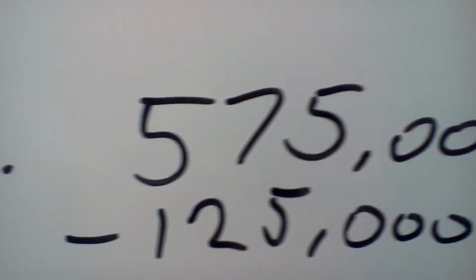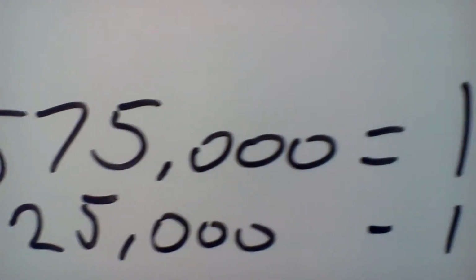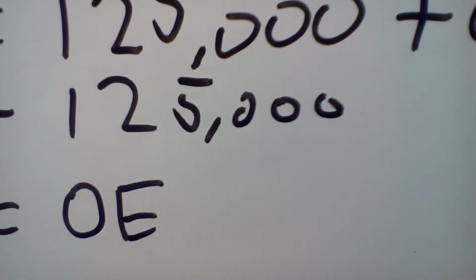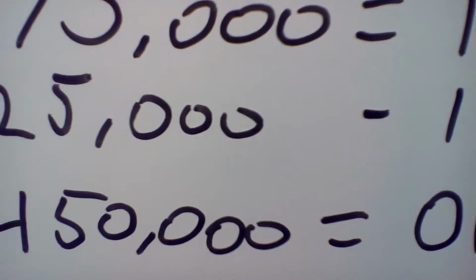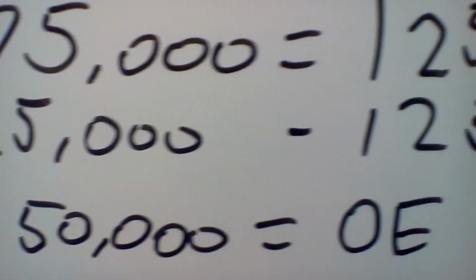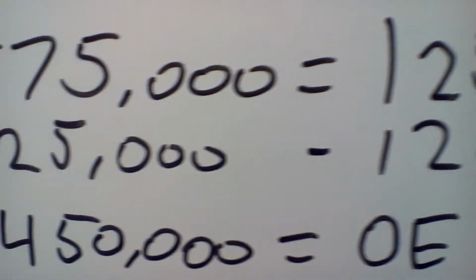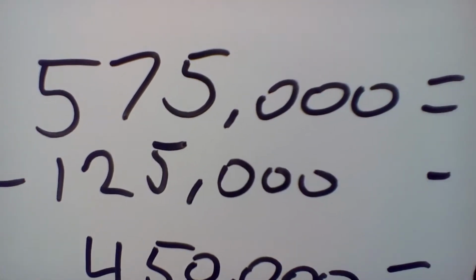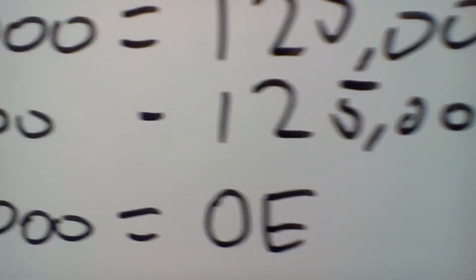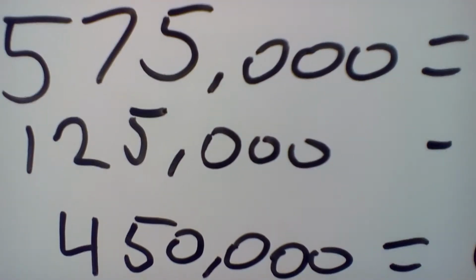See, 125, 125. And what that's going to do is it's going to leave the OE. And the OE is $450,000. So that is our owner's equity. By subtracting the liabilities from the assets, it leaves over what equity should be. And this will help you.